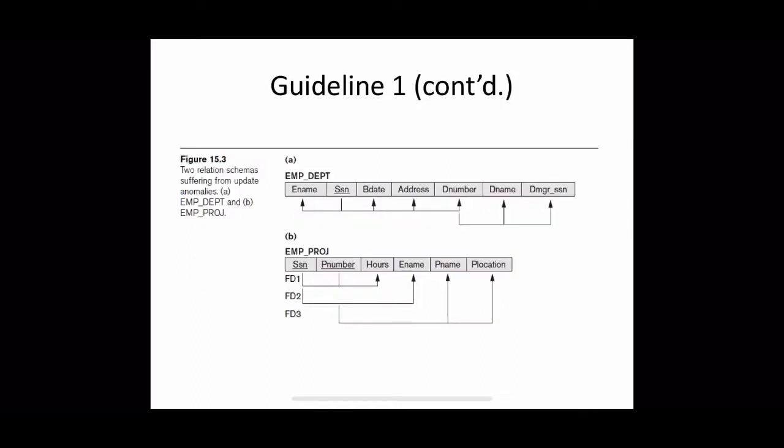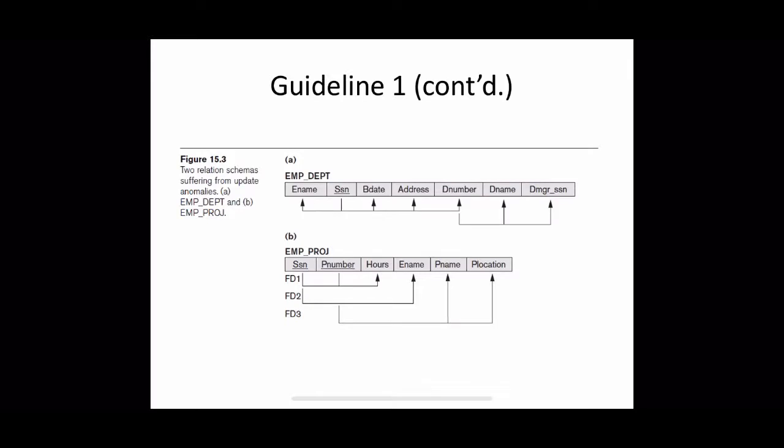Here we have a relation employee department. We are combining the information pertaining to employee with department together to form a relation. When we take a tuple, it contains information like employee name, SSN, birth date, address, then department number, department name, manager and assistant of the department. All that information is there in a single tuple.